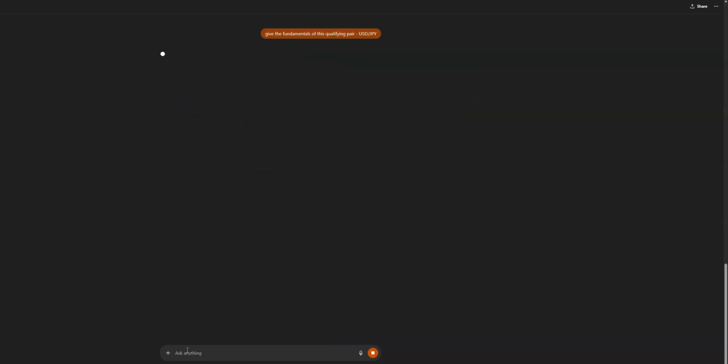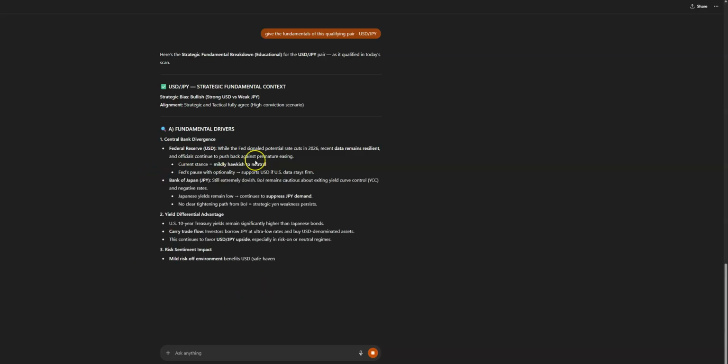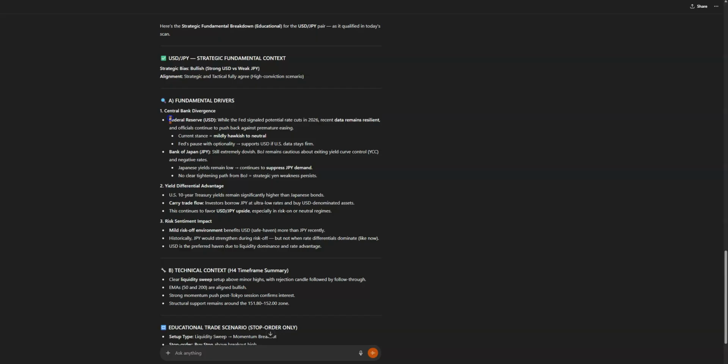So I just asked the system to give me the fundamentals of this qualifying pair because I want to know what it means when it says the yen is softening. Basically what I'm asking for is give me the fundamentals that are driving this setup, right? And it tells me right here, the U.S. Federal Reserve, the Fed, slightly potential rate cuts in 2026, recent data remains resilient and officials continue to push back against premature easing, right?